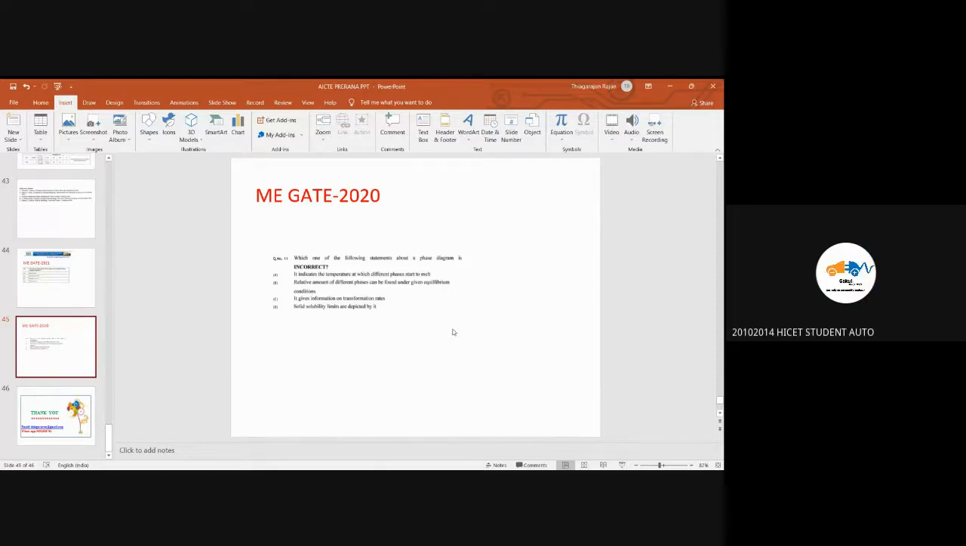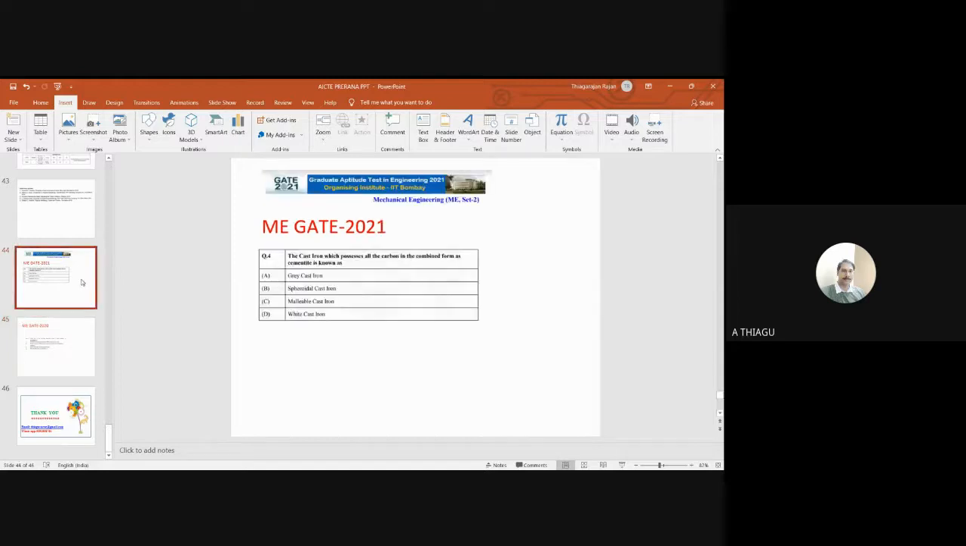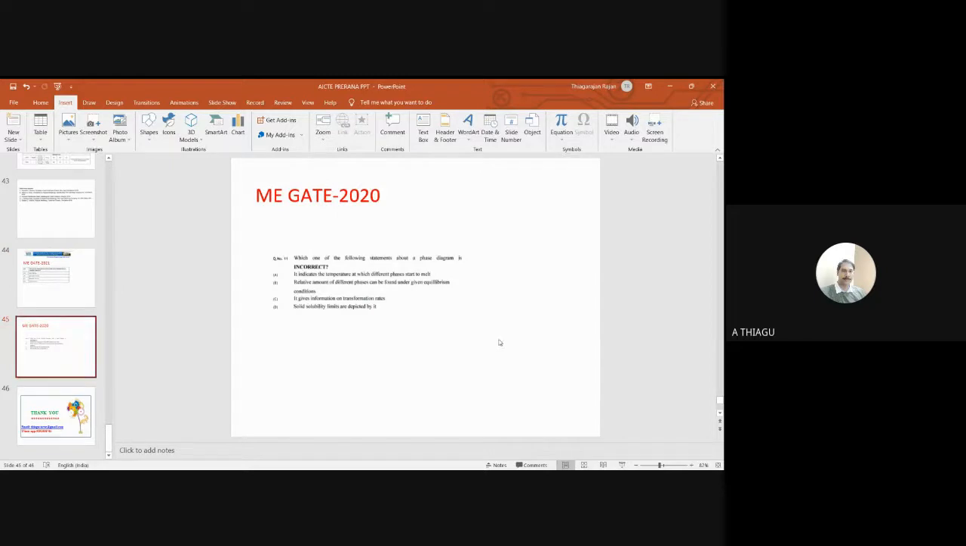Sir, option C is wrong. Option C? It is incorrect. It gives information on transformation rate. Okay, good. So that is the correct one. If possible, you can find some question papers related to materials. I just made some questions from 2021 and 2020. Similarly, you can start to prepare more questions. Interact with your faculty, or I'm ready to answer you.